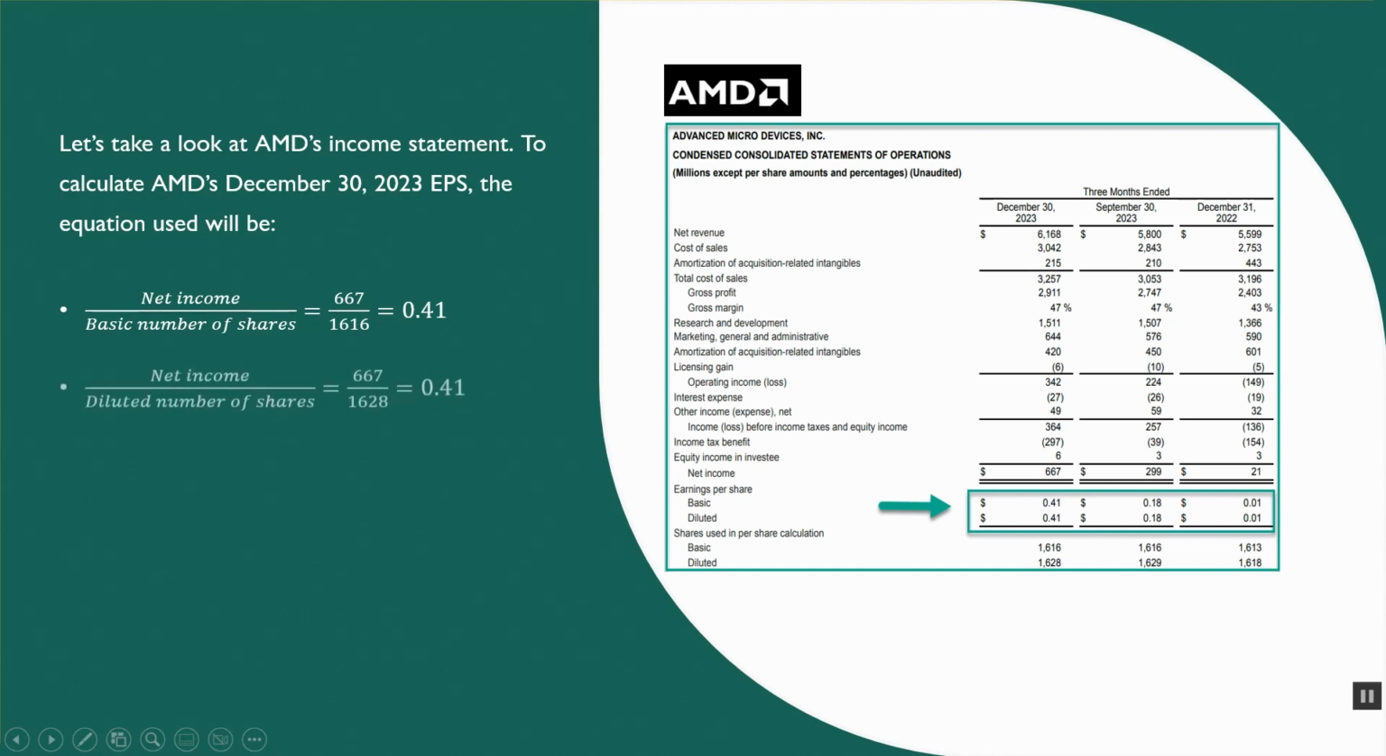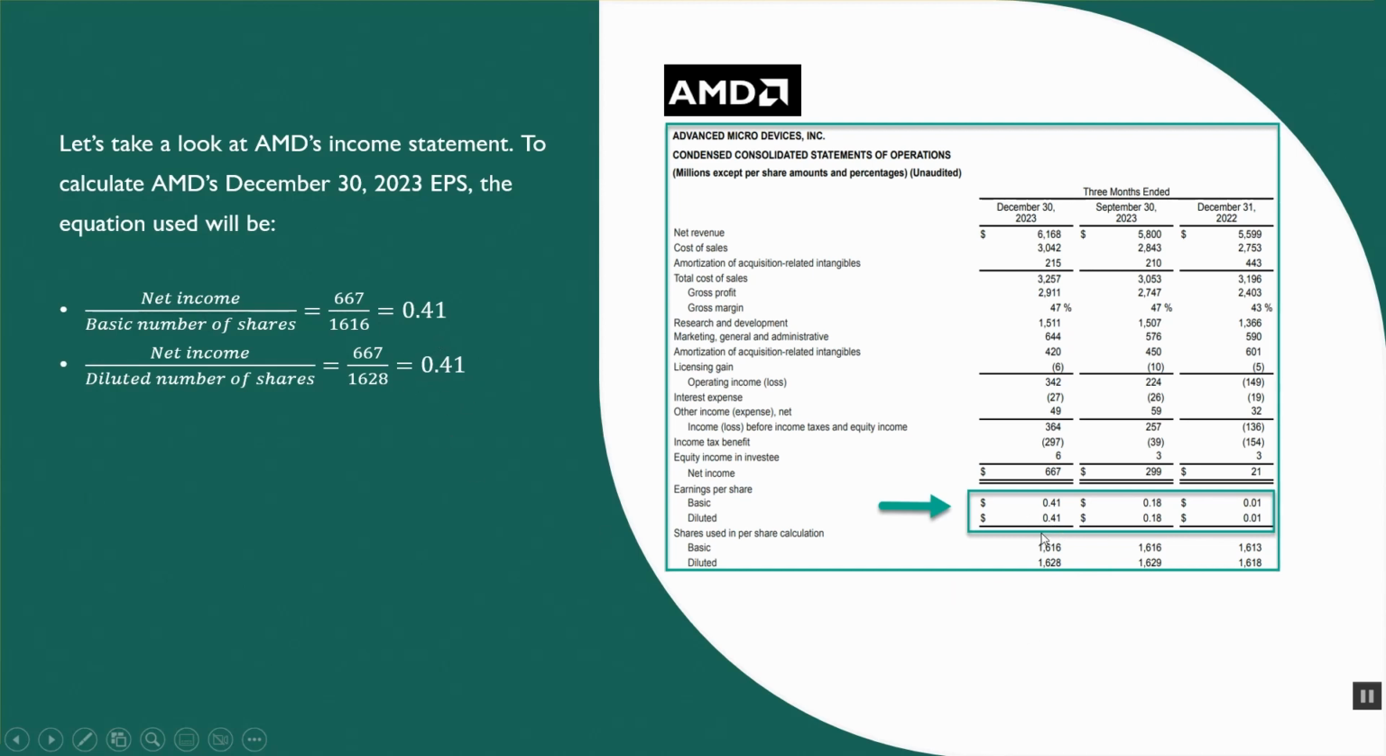And you can see next to this is net income over diluted number of shares, and it's calculated as 667 over 1628. And it's also kind of the same, 0.41.